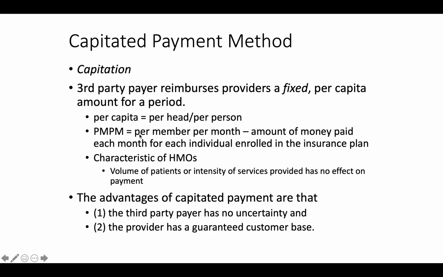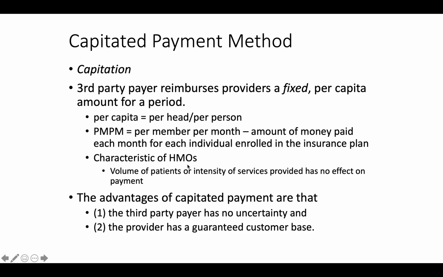For example, we make a contract with a hospital to cover 100,000 people, and we pay, for example, 100 for a person. So this is per capita. So 100 times 1,000, this is the amount of money that the hospital receives. So per capita means per head or per person. It may be per member per month, the amount of money paid each month for each individual enrolled in the insurance plan.